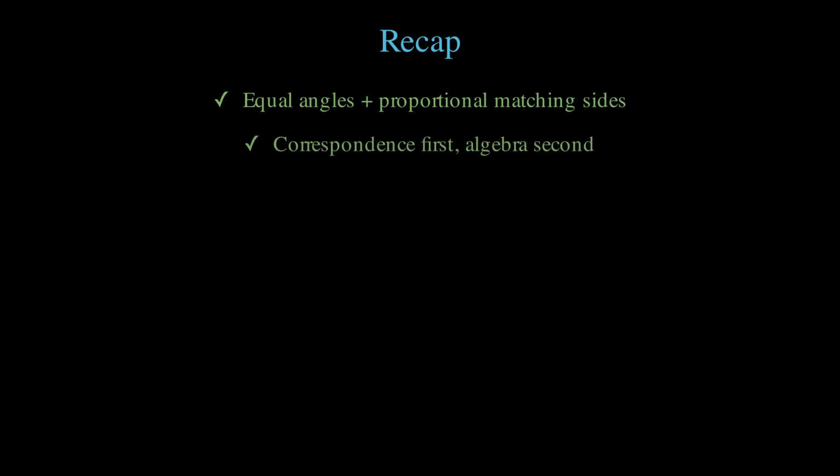Recap: similarity means equal angles and proportional sides. Use AA when you can. Set up ratios with corresponding sides only, then cross multiply. On shadow problems, align height with shadow inside each triangle.